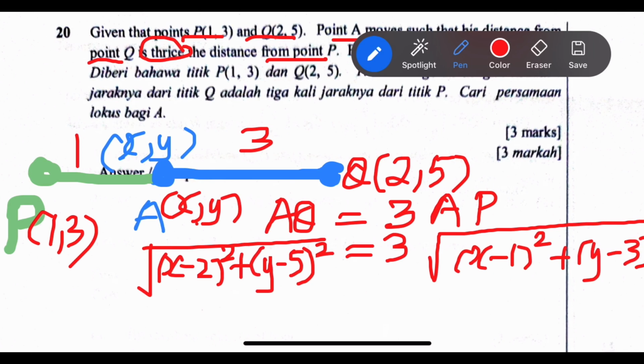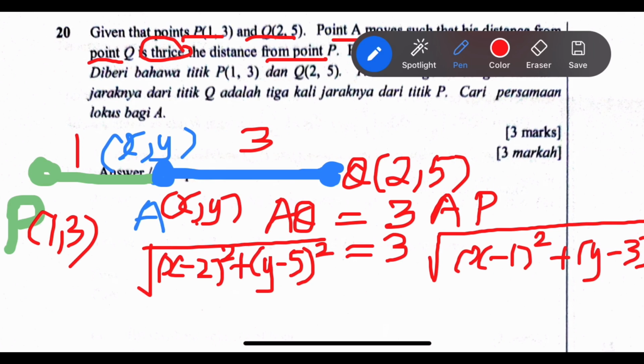So for locus, normally we will use a distance formula, okay? Unless we see a perpendicular distance, then we will use a gradient. But normally we will use a distance formula. So we will copy down the distance formula, so you can find the distance from A to P, and then the distance from A to Q. Okay, now we do the AQ first.